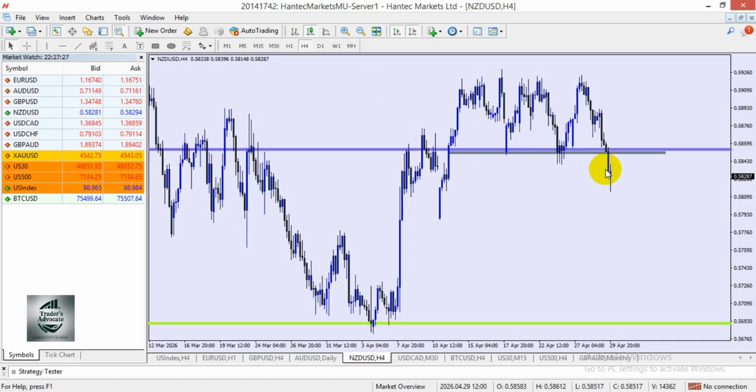Okay, so don't sell at the neckline. So wait for the breakout, which has already happened. Wait for price to pull back. Now this is my rules of engagement. Wait for price to pull back into the neckline right here.